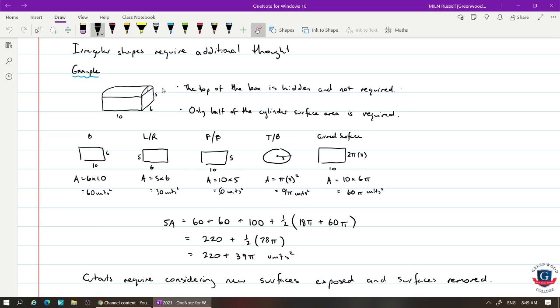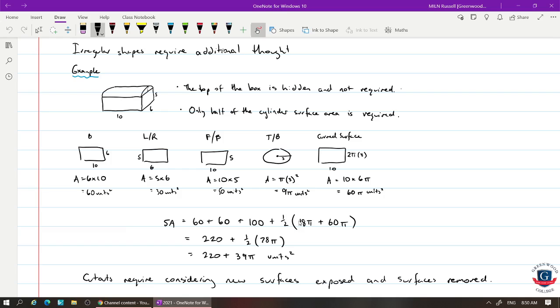The curved surface, the circumference times the height of 10, the radius is 3, 2 pi r, 6 pi. So that'll be 60 pi units squared. Now we've got all the individual measurements, we just have to put them together into the surface area. Bottom, 60. Left and right, the left will be 30, plus the right will be another 30, so there's 60. The front and back, 2 lots of 50, which is 100.